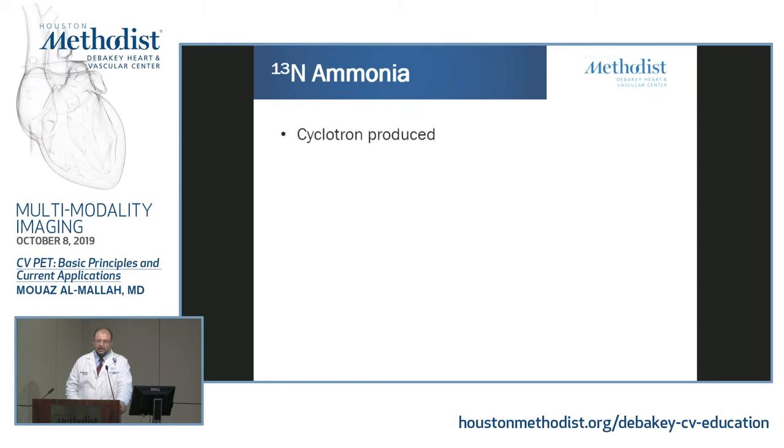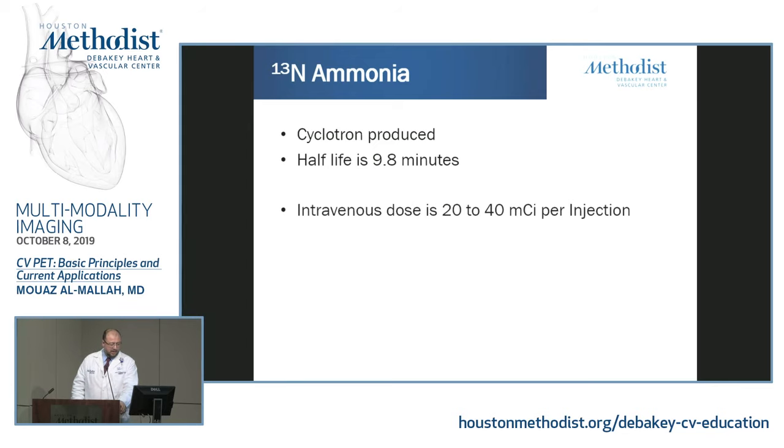Now N13 ammonia is also cyclotron produced. The half-life is 9.8 minutes. So we give about 20 to 40 millicuries per injection. So 20 if you have a 3D system, 40 if you have a 2D system. And because of the longer half-life, it allows you to exercise the patient. However, the exercise treadmill has to be so close by, because the moment they're done, you're going to put them on the treadmill and the patient will be heavily breathing. So you could potentially get some upward creep like they used to get in the thallium days.